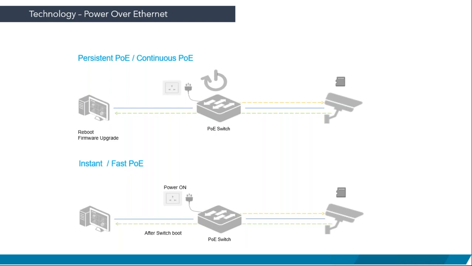its job is to bypass all the steps and first give power to the PD devices. That is the job of the feature, instant PoE or fast PoE. I hope you understand. The second thing is persistent or continuous PoE.